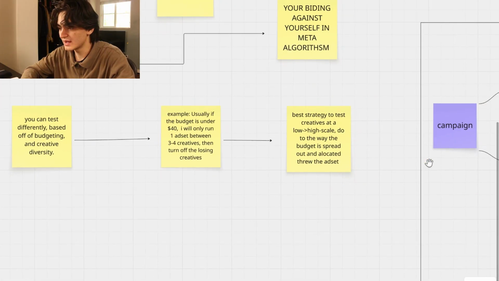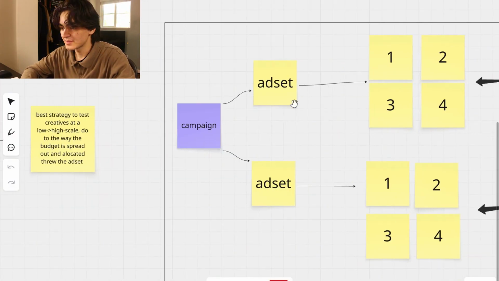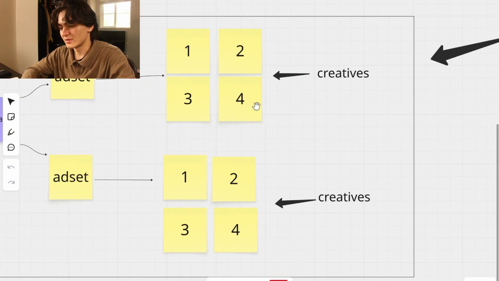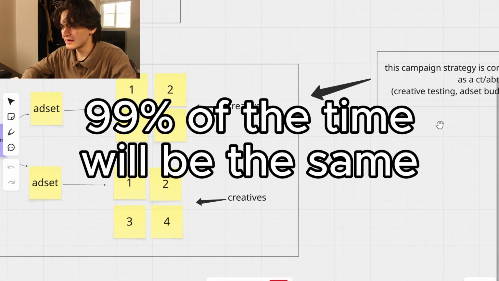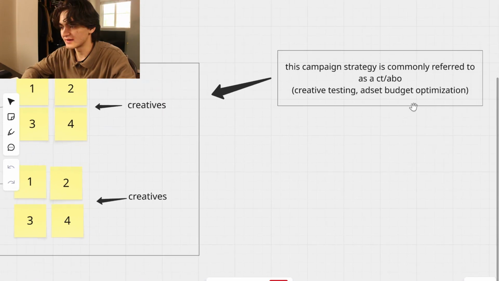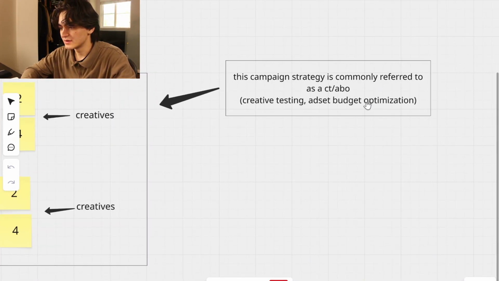You have one campaign, we have two different ad sets, preferably with different targetings or exclusions. And then these are the creatives right here. So you have creative 1, 2, 3, 4, creative 1, 2, 3, 4. They can be the same, can be different. It just really depends. This campaign strategy is commonly referred to as a CT or ABO. CT known as creative testing, and then ABO known as ad budget optimization.